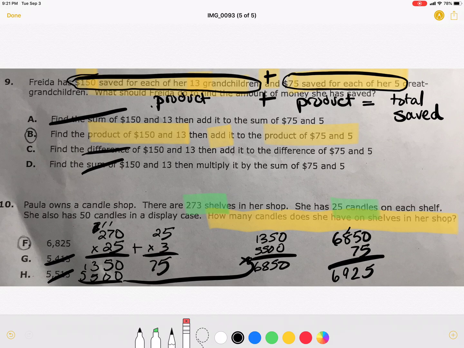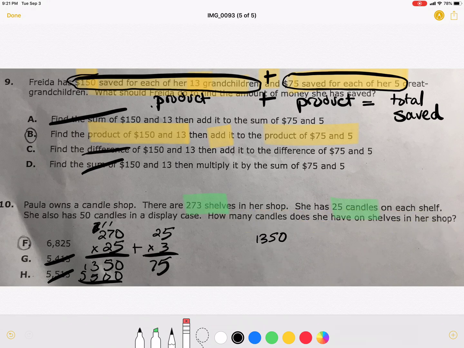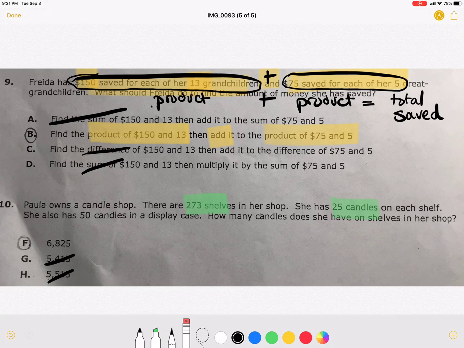We're going to erase this over here. Just start all over. Don't let ourselves get distracted. Remove all of this. This is the great thing about using a pencil. So, because we made a math error, let's do it a different way. Let's not do the standard algorithm. Let's break that up into 270 and 3. And break that up into 20 and 5.